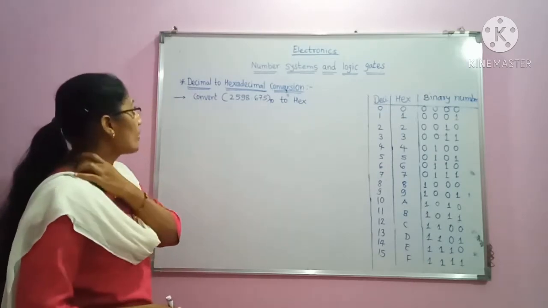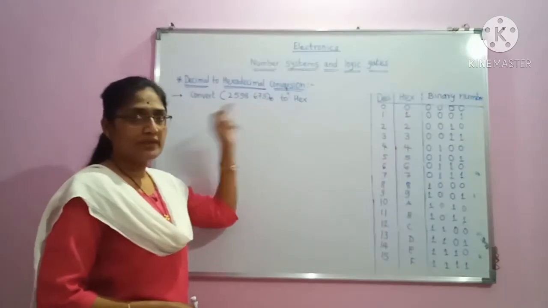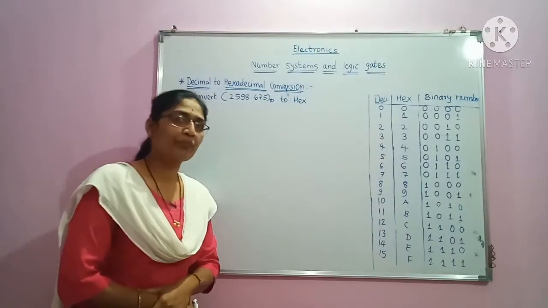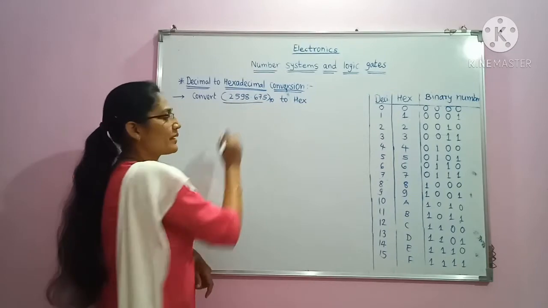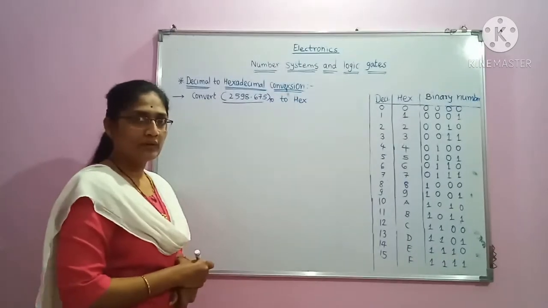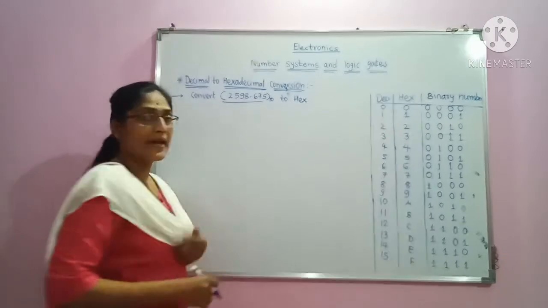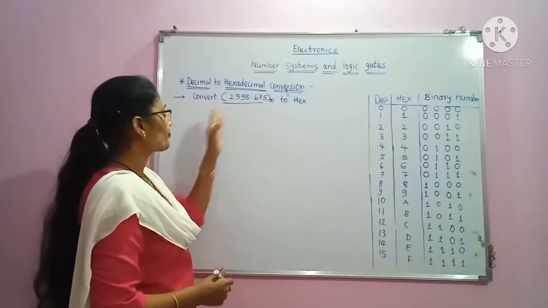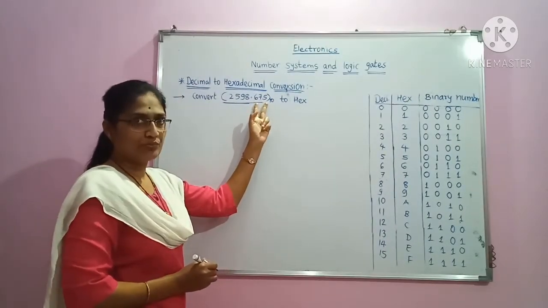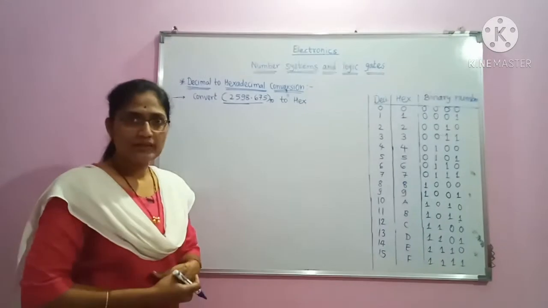So our given number is 2598.675, which is in decimal number system, and we have to convert it into hexadecimal number system. This number is a mixed type of number. In case of decimal number system, this is called the decimal point. Suppose it is in hexadecimal form, then it will be called a hexadecimal point. So this part is the integer part and this part is the fraction part. We will try to solve the integer part and fraction part separately.